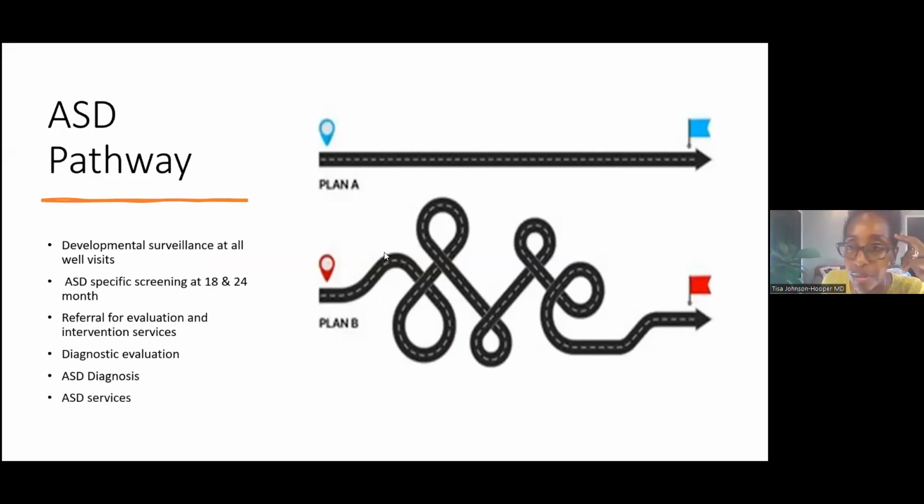I want to review the American Academy of Pediatrics autism guidelines with regards to identification, management, and intervention. So first, the American Academy of Pediatrics recommends ongoing developmental surveillance at every well visit. Now, developmental surveillance is the process through which children who may have or who are at risk of developmental delays are recognized. Surveillance consists of many things.